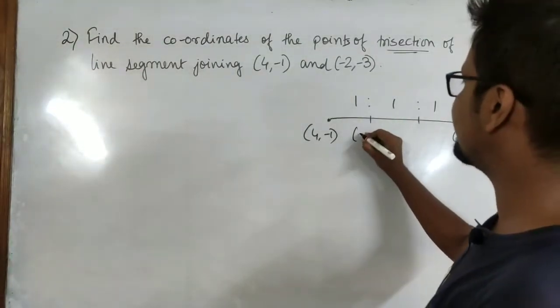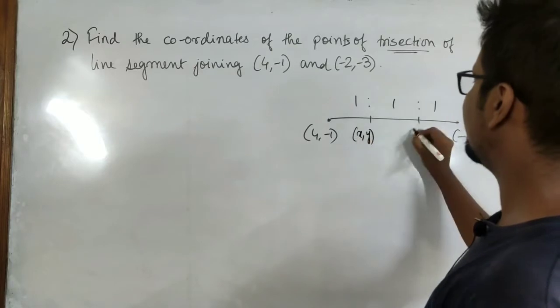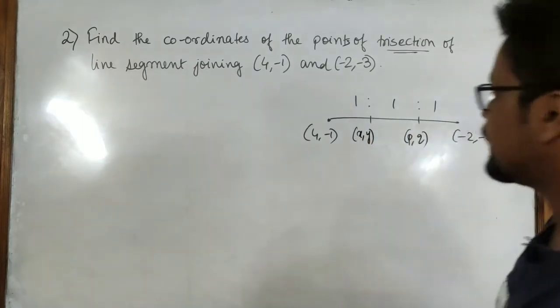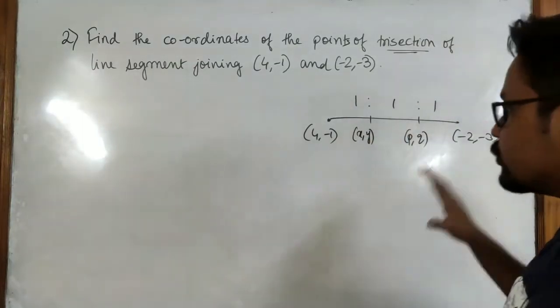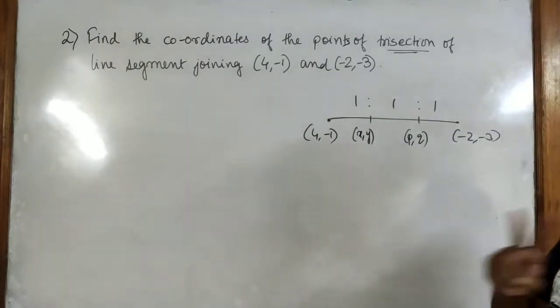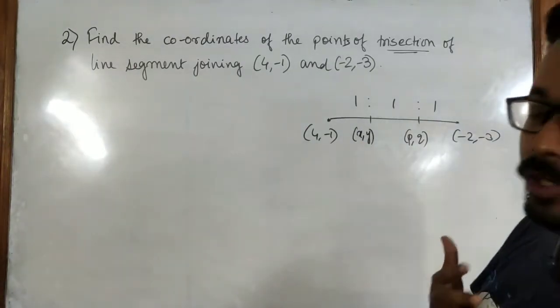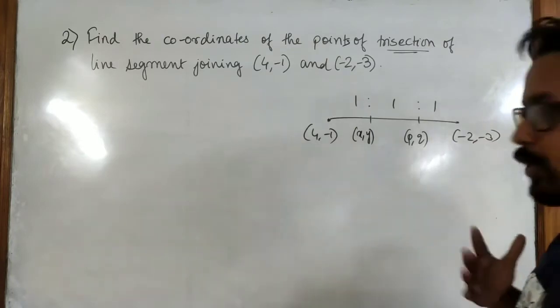Let's consider this as x comma y, and let's take this as p comma q. Okay, so now we need to find x comma y and p comma q. These are the 2 points we need to find, but along with that we need to find the ratio as well. So what is going to be the ratio?